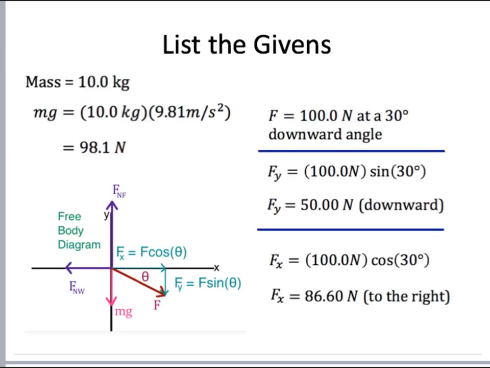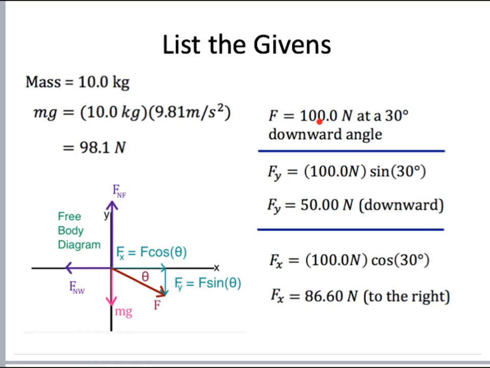Okay, so I've got my free body diagram here. I'm going to go ahead and just calculate all the forces that I can. So I know the weight is going to be m times g. The mass was given in the problem to be 10 kilograms. We know g is 9.81 meters per second squared. So the weight is 98.1 newtons.